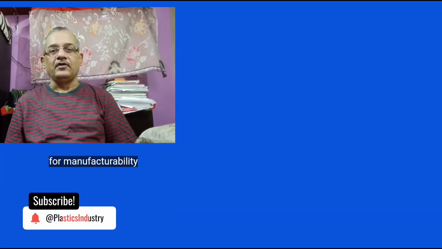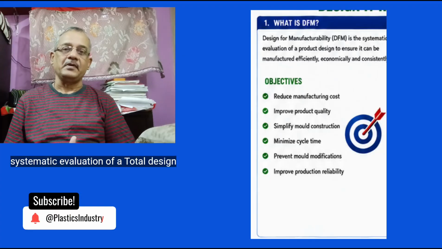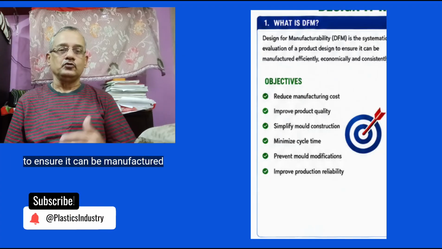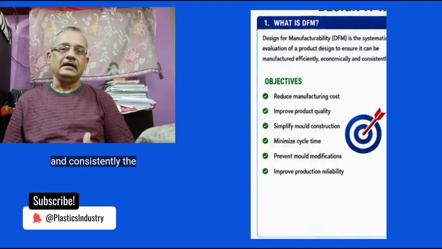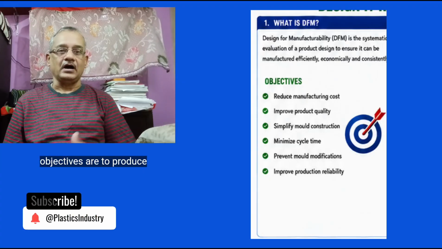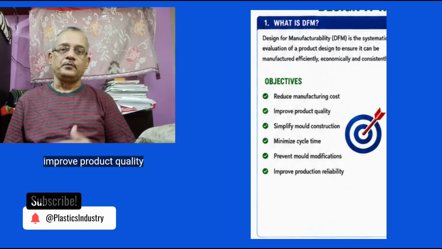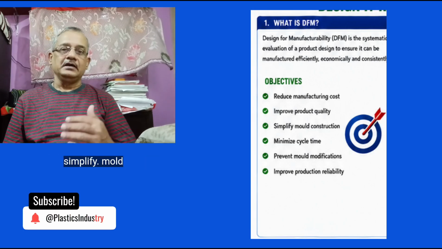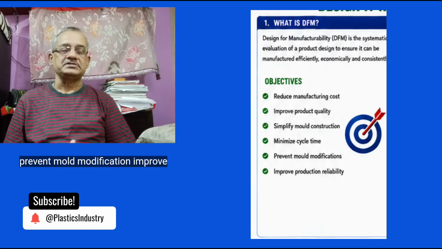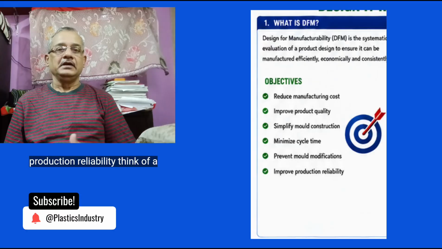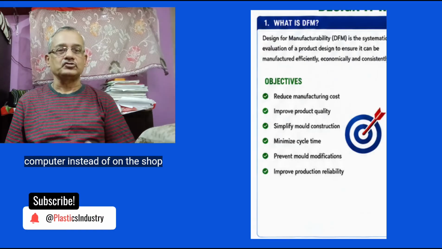What is design for manufacturability? DFM is a systematic evaluation of a product design to ensure it can be manufactured efficiently, economically, and consistently. The objectives are to reduce manufacturing cost, improve product quality, simplify mold construction, minimize cycle time, prevent mold modification, and improve production reliability. Think of DFM as solving problems on the computer instead of on the shop floor.